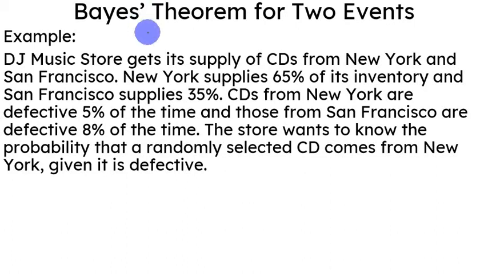Let's have another example of Bayes' theorem. DJ Music Store gets its supplies of CDs from New York and San Francisco. New York supplies 65% of its inventory, and San Francisco supplies 35%. CDs from New York are defective 5% of the time, and those from San Francisco are defective 8% of the time. The store wants to know the probability that a randomly selected CD comes from New York given it is defective. Pause the video and try to see if you'll be able to figure that one out.